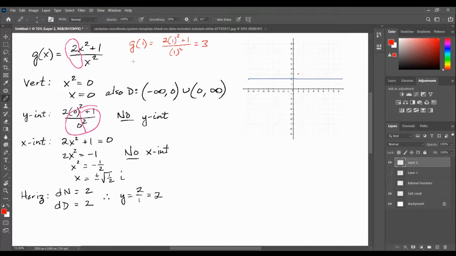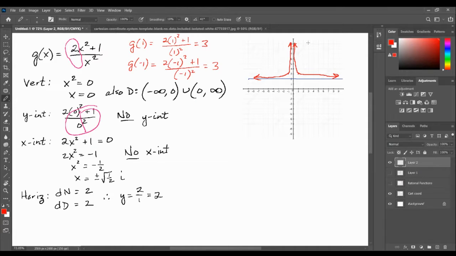Let's try negative 1. It looks like the same thing, because negative 1 squared is the same as positive 1 squared. So again, we end up at 3. And I think as we get more points, we will find that our graph comes down and approaches that asymptote, and it'll come down this side and approach the asymptote too. And so our graph will look something like that.